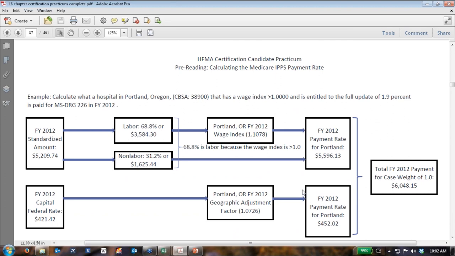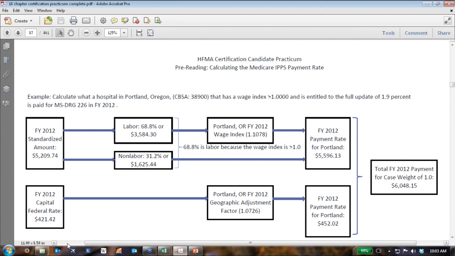So that geodetic marker from which the entire payment system originates used to be a single dollar amount. It used to be the sum of these two boxes here on the very left, the standardized amount and the capital federal rate. Well, about 20 years ago, they were split apart. And ever since then, we've had the schema that you have before you right now. So the geodetic marker really is the sum of these two numbers. They just happen to be split out in this way.